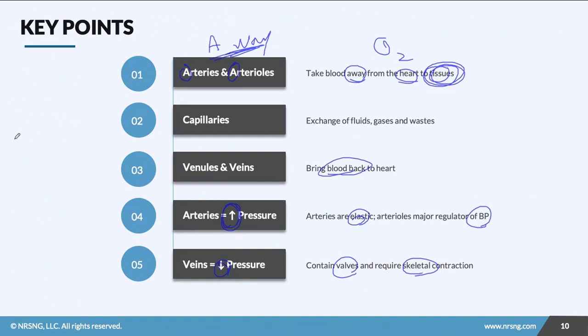So we have artery to arteriole to capillary to venule to vein, and our heart is sitting right in the middle of all that. And we want to keep our blood moving in this direction. As long as that's happening, we're exchanging as we need to, we're getting everything where it needs to go, and our patient's going to be happy and healthy.